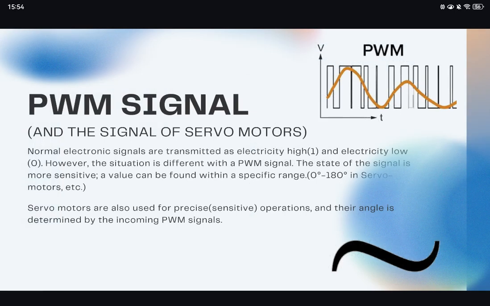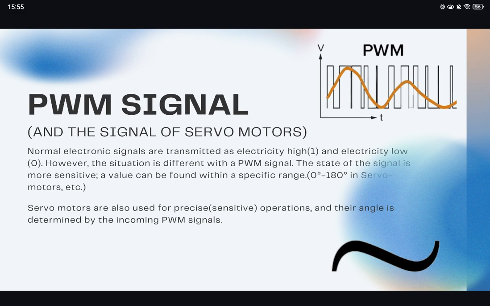So here we are. We have the PWM signal, and how does it work, and the signal of servo motors. We have normal electric signals, and they're transmitted as electricity high and electricity low. However, the situation is different with a PWM signal. That's not just 1 and 0. We have things between 1 and 0. Here in the chart, you are seeing a PWM signal, and it's curvy. It's different.